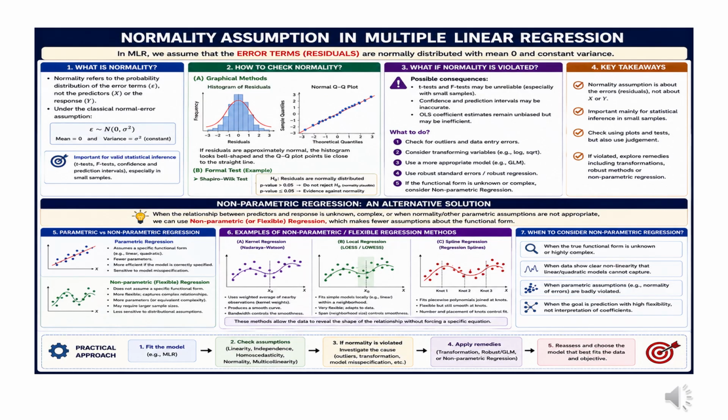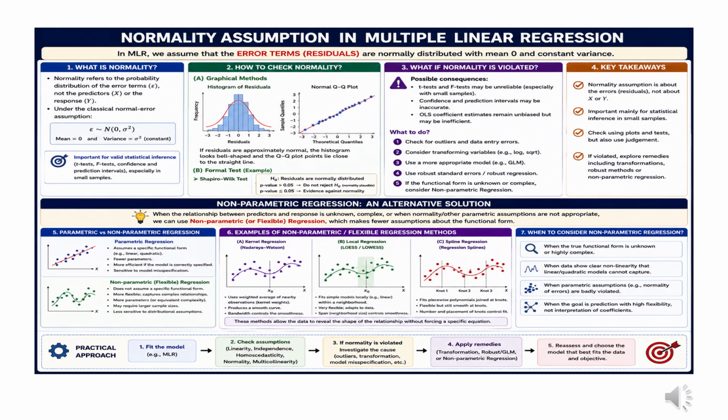Now, suppose we find substantial non-normality. What should we do? First, investigate the reason. There may be outliers, data entry problems, inappropriate transformations, or even model misspecification. Depending on the situation, we can consider a transformation such as log or square root transformation, a more appropriate model such as a generalized linear model, robust methods, or other alternatives.